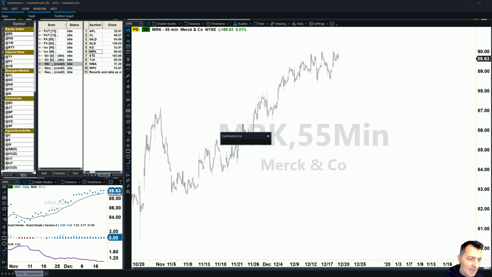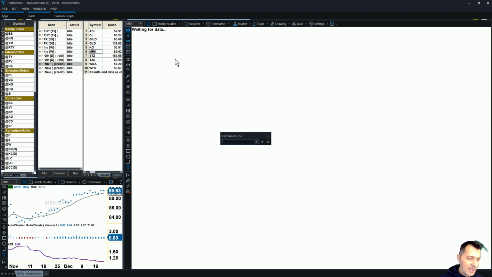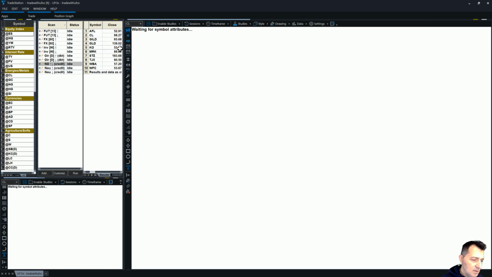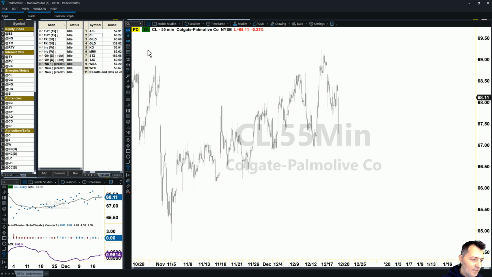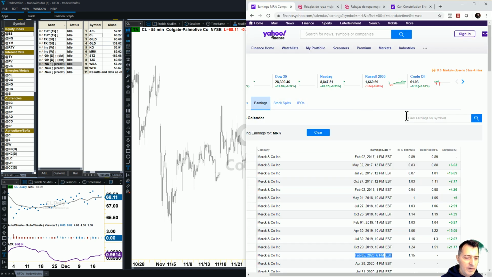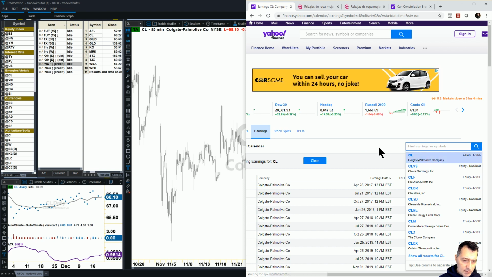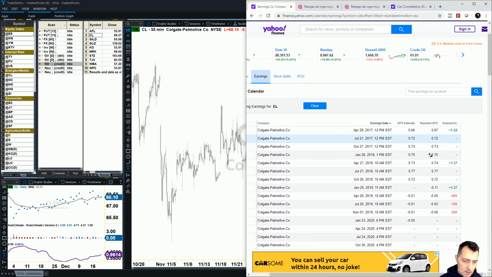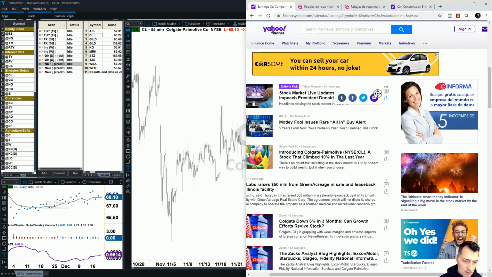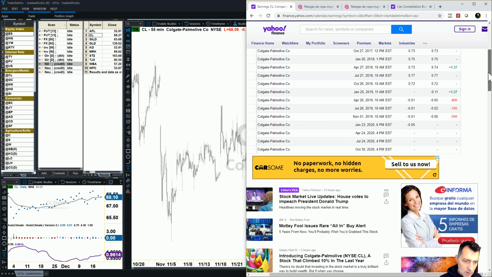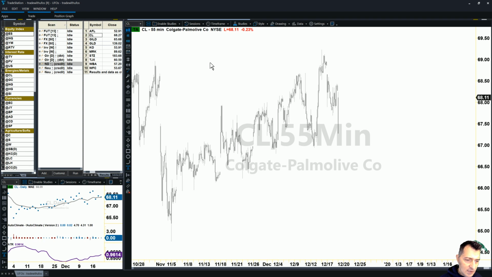In the meantime, again, because this is taking time, I am going ahead and looking at other stocks that could be possible candidates. So CL, Colgate Palmolive, maybe $68 per share. So what's going on with the earnings here for CL? So CL got earnings happening on January 23. Okay, so that's good too. That is also valid.